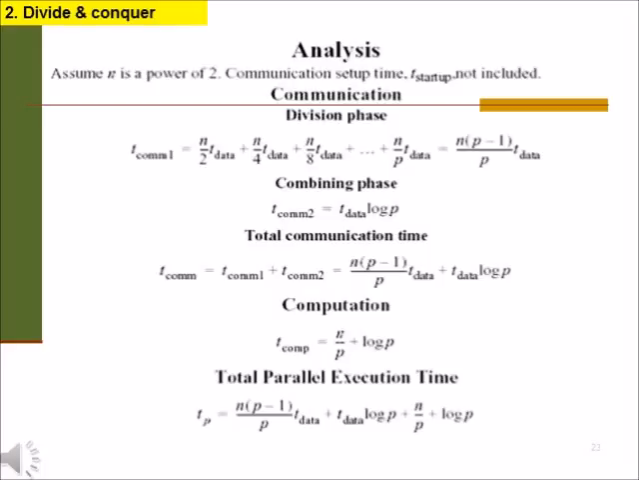The very best speedup we could expect with this method, of course, is p, where all p processes are computing their partial sums. The actual speedup will naturally be less than this due to the division and combining phases.